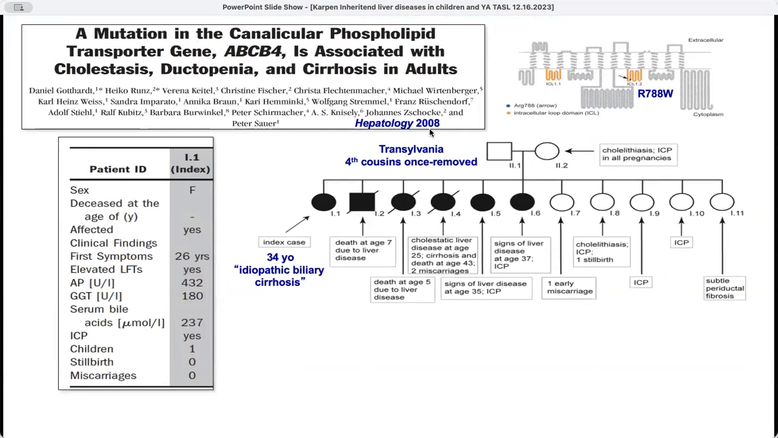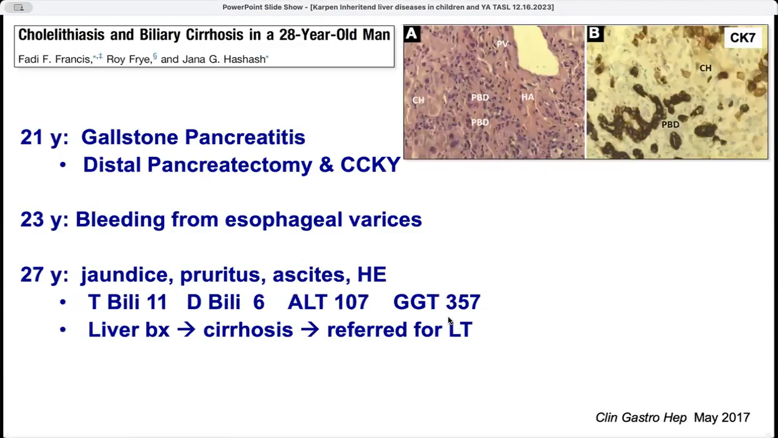Again, this paper is from 15 years ago, of one family from Transylvania, fourth cousins once removed, where, as you can see with the arrows and also the clinical information, there is a wide variety of disorders, including intrahepatic cholestasis of pregnancy, early cholelithiasis, and liver deaths. But the index case was a 34-year-old with idiopathic biliary cirrhosis. A wide variety of changes here with this one mutation, by the way, in this patient.